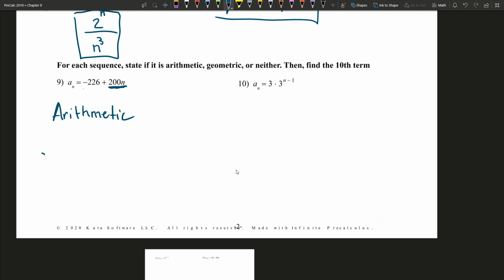Then we need to find the 10th term. So we plug in 10 and get an answer, which is 1774.